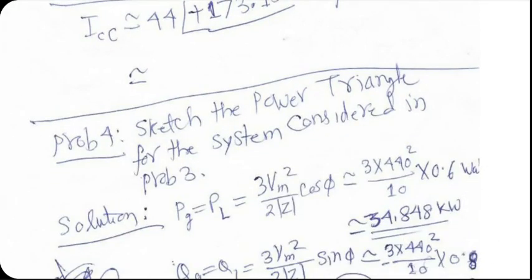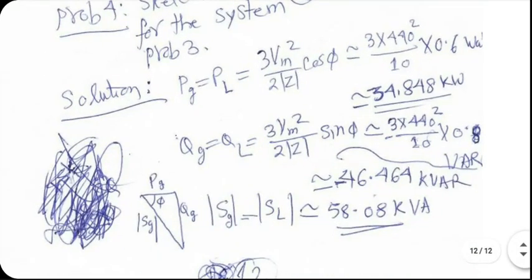Now sketch the power triangle for the system shown in problem 3. This is what power engineers end up doing most of the time. Total power on the generator side is Sg in the complex domain. Magnitude of that is shown as the hypotenuse of the triangle. The horizontal axis is denoting Pg, vertical axis is denoting Qg. It is negative, I think. That's why I'm plotting it downwards.